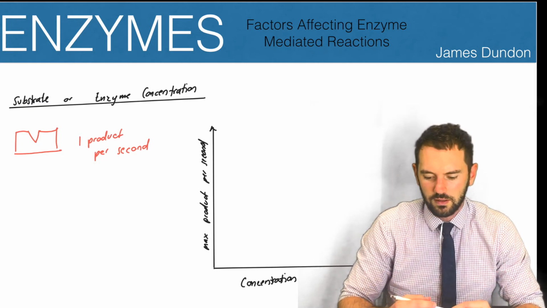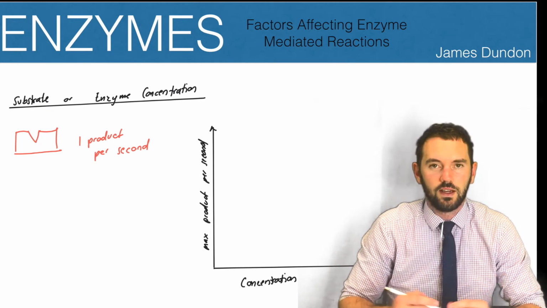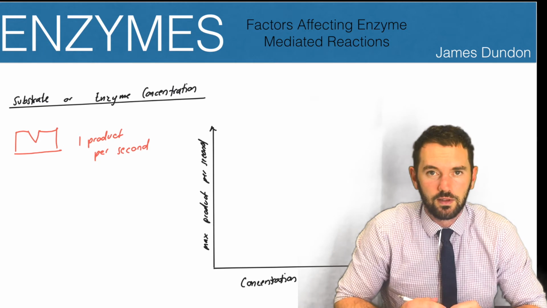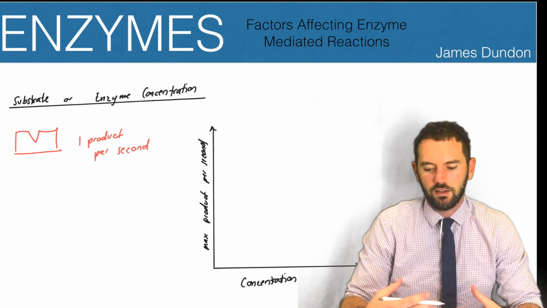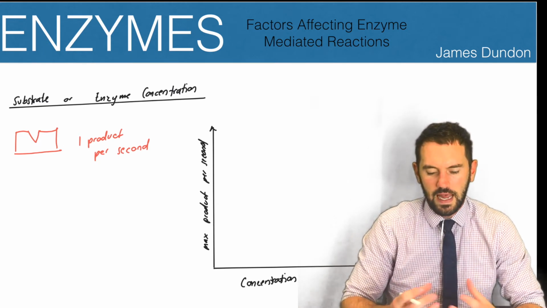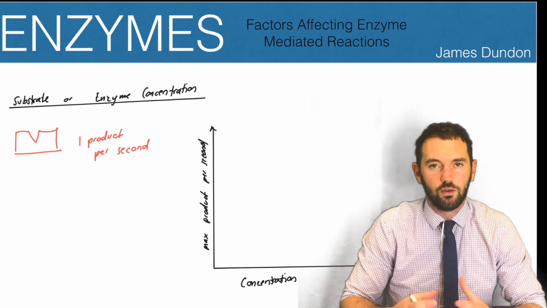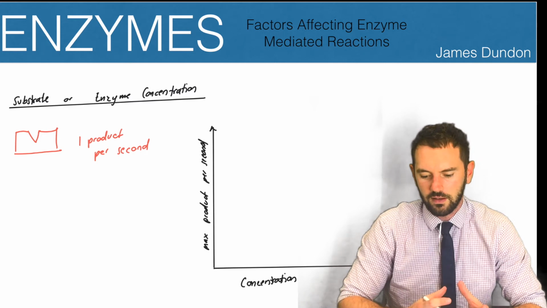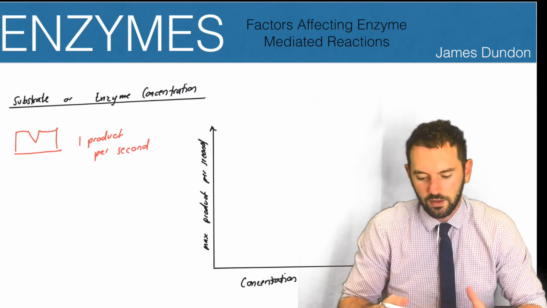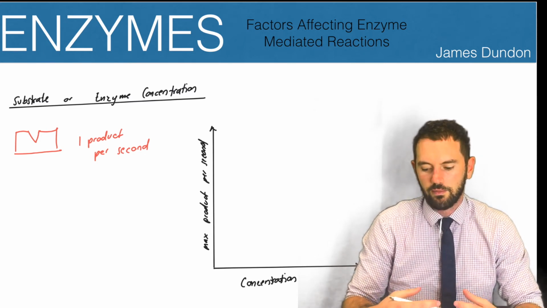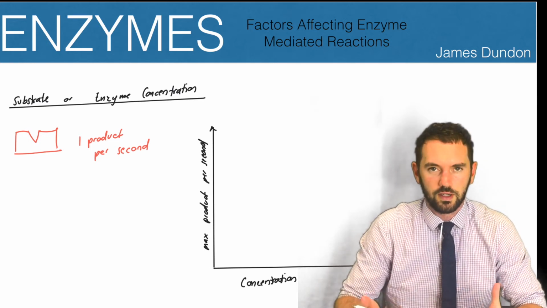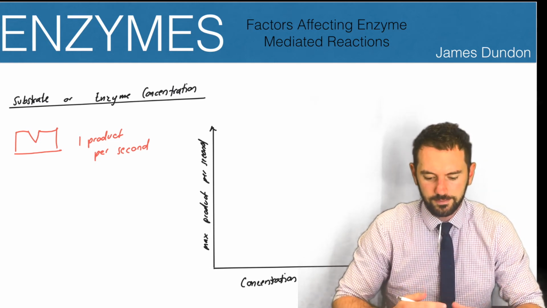Well, what happens if we want 1 million products in 1 second? How can we achieve that? We just have 1 million enzymes, okay? So as we increase the enzyme concentration, there's more active sites for the substrate, or the reactants, to go into to form products. So as we increase the enzyme concentration, you'd expect the rate of product per second to increase. And this is the same for the substrate.